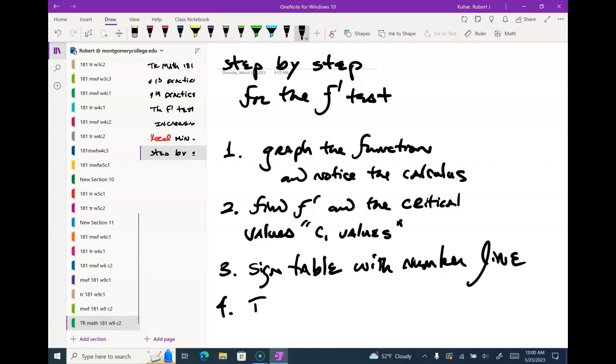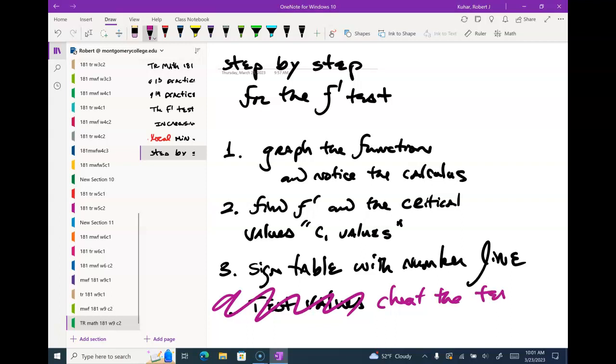Step 4, we're going to do test values, but we're going to cheat it. So I guess test values is a part of the sign table, so really not right. I'll just say step 3, sign table with a number line, and you're going to cheat the test values. You're in calculus. I don't care. I know you already know how to plug a number into a function, right? I know you know how to do that. Why are we going to waste our time doing that?